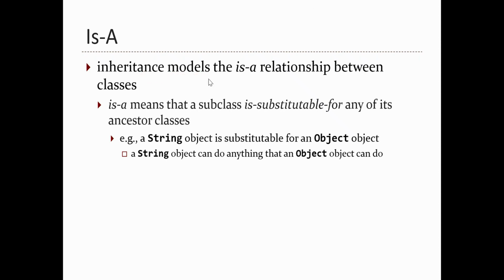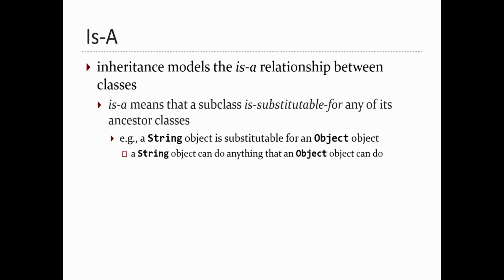Inheritance is meant to model the is-a relationship between classes. So in Java, everything is an object. String is an object. ArrayList is an object. And what that means is, is-a really means your subclasses are substitutable for any of the ancestor classes. As an example, a String object is supposed to be substitutable for an Object object. What does that mean? It means that a String object can do anything that an Object object can do.